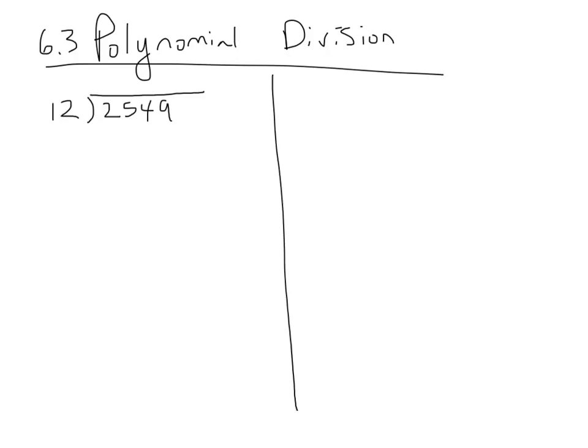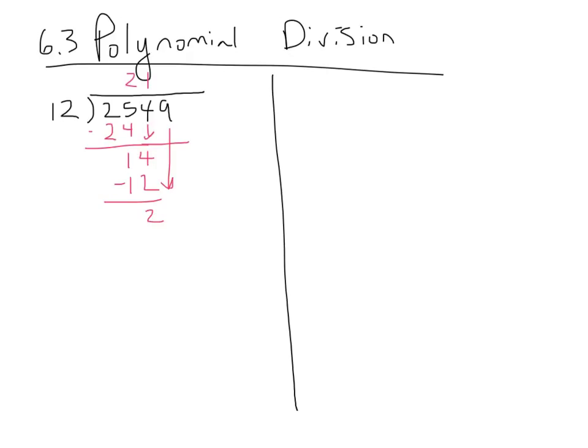So we'll take a look at this simple division problem where we're dividing 12 into 2,549. The first question we ask is how many times does 12 go into 2? Well, none. Then how many times does 12 go into 25? It goes in twice. 2 times 12 is 24. We subtract, and we get 1. The next thing we'll do is bring down this next 4. How many times does 12 go into 14? It goes in once. And we'll say that 12 times 1 is 12. We subtract, we get 2.